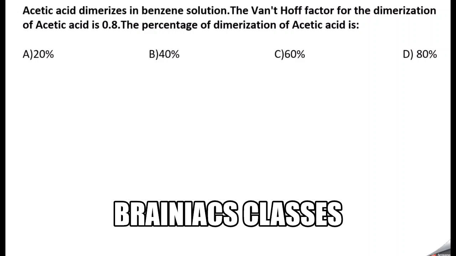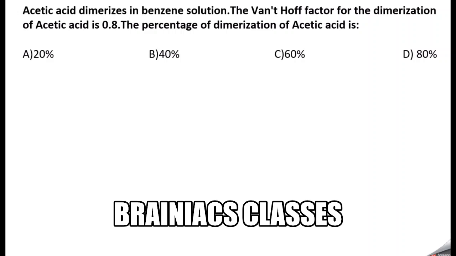So we have a good question in front of you. Hope you could see the question. So we'll try to answer it. Acetic acid dimerizes in benzene solution. This is a common fact. You should understand this. Acetic acid will form a dimer in benzene solution. The Van Hoff factor for the dimerization of acetic acid is 0.8. The percentage of dimerization of acetic acid is. So here please understand that dimerization is a form of association. So actually they are asking you to calculate the value of alpha when the acetic acid undergoes dimerization.